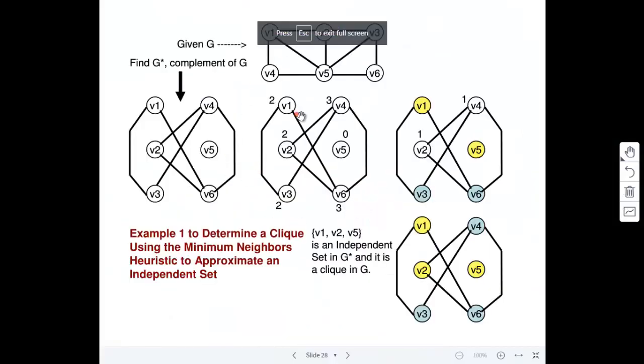Okay, so let us see now how to determine a clique. Again, we were focused on a maximum clique, right? So this is a given graph. Now what we'll do is build the complement graph of this given graph. Now a complement graph of a given graph is nothing but you have the same set of vertices V1 through V6, but for the edges, if there's an edge between two vertices in the given graph, then the two vertices will not have an edge in the complement graph and vice versa.